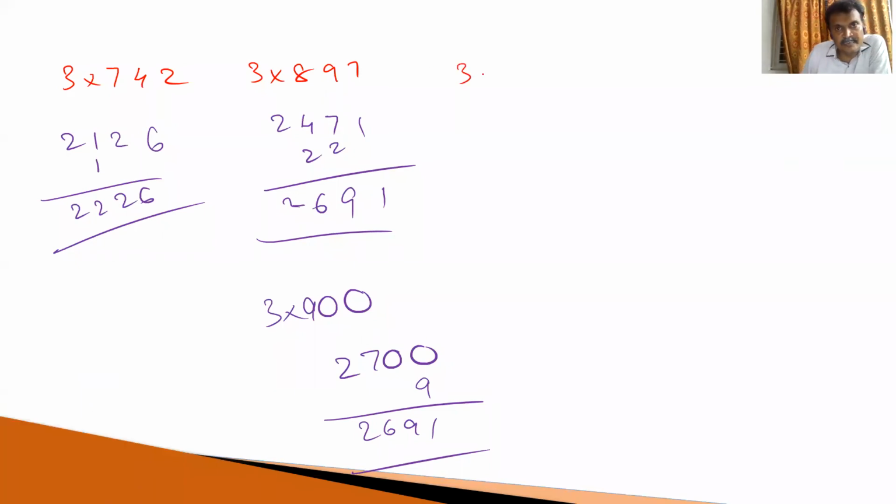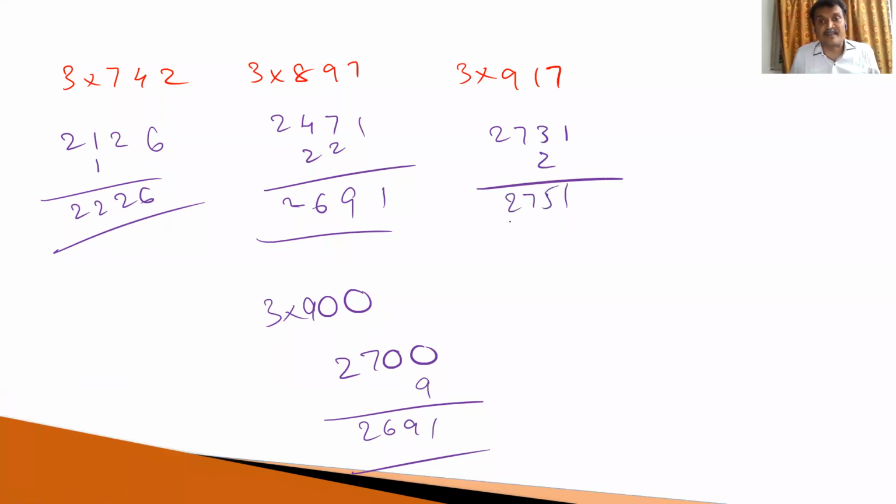Next, 3 917 times is equal to how much? 3 9 times 27, 3 1 times 3, 3 7 times 21. So 1 is in the unit place and 2 is in the tens place. So what is the answer? 2751 is the answer. Is it clear?